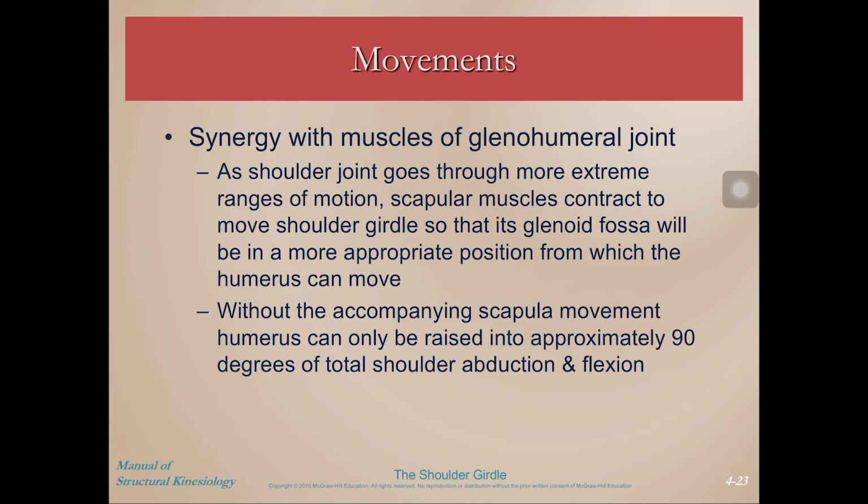As I mentioned before, there is synergy between muscles of the glenohumeral joint and muscles of the shoulder girdle, or the scapulothoracic joint. The more extreme the ranges of motion that the shoulder joint goes through, the scapula muscles have to contract to move the shoulder girdle to reposition the glenoid fossa so that it's in a more appropriate position. And as I've mentioned, without accompanying scapular movement, the humerus can only be raised to about 90 degrees of total shoulder abduction and flexion.